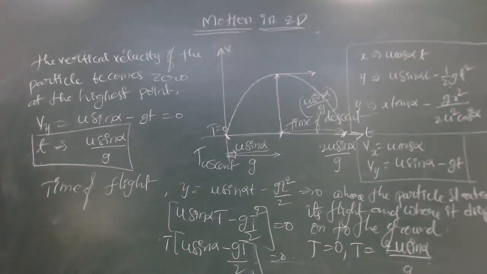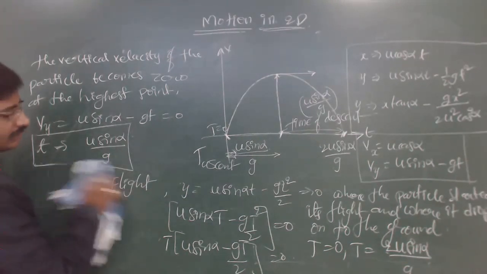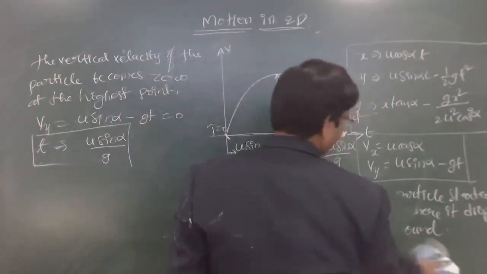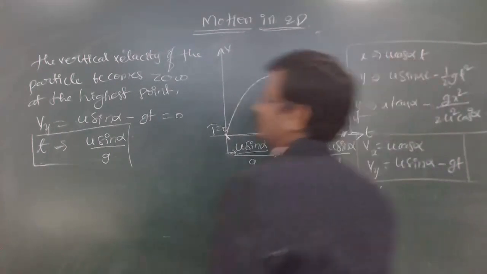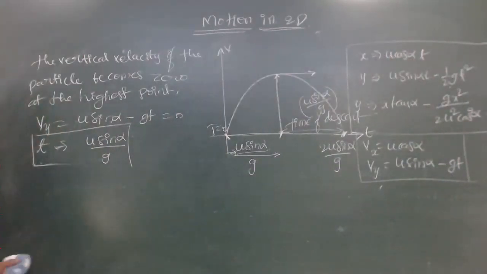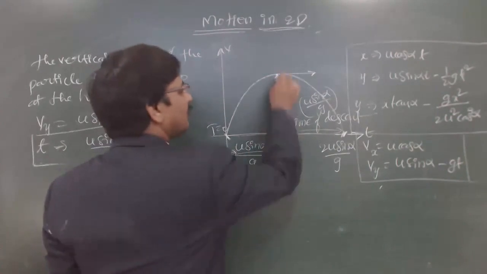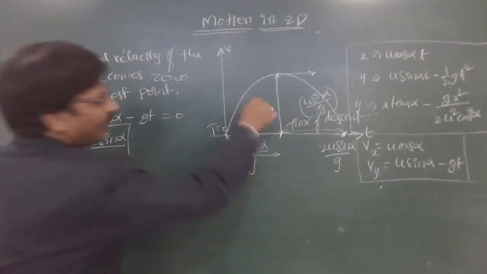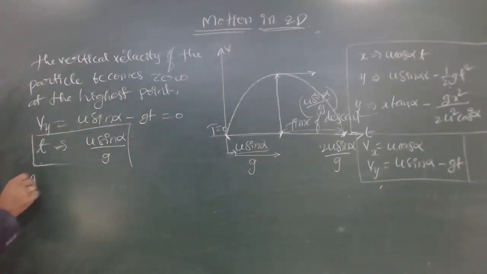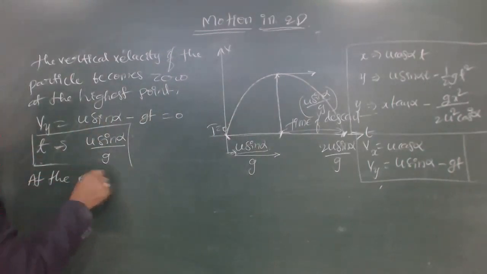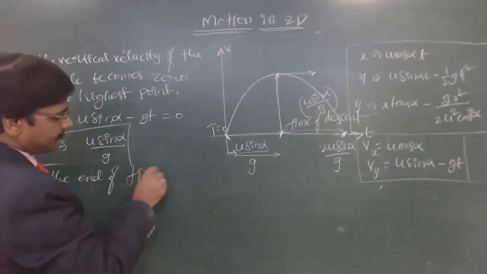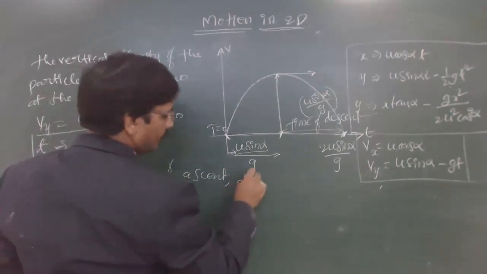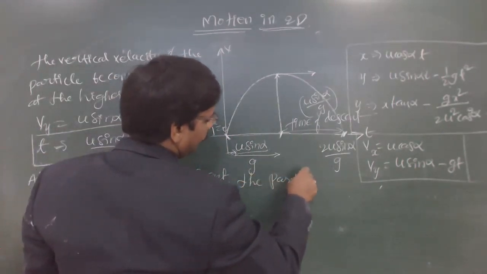Okay. So we have got the time of flight and we have got the time of ascent. Now based on this information, you will be able to calculate the maximum height and the range. See this, maximum height is nothing but the height at the time at which the time of ascent is complete. So at this location, the y coordinate is the maximum height. So at the end of the time of ascent, the particle will reach maximum height.